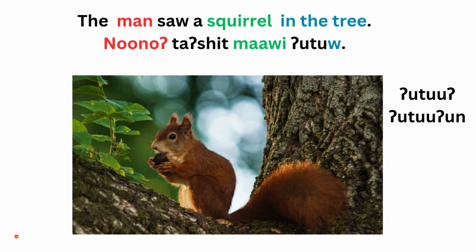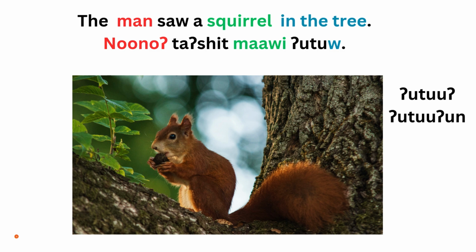We have the man saw a squirrel in the tree. So nono is the subject. It's the word for man, so it's got the short version. Then our object is a squirrel. So when something is happening to it, it's getting seen, instead of using the word mau, we use maui. And then we have our locative, which we've already gone over.